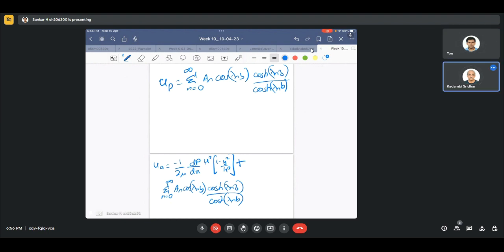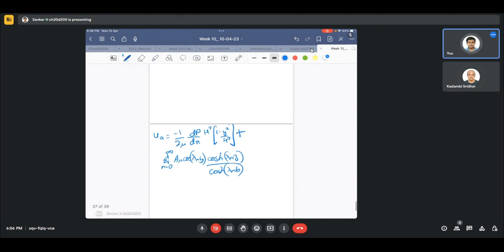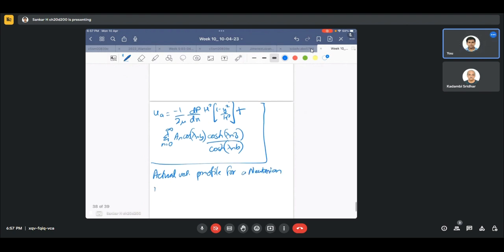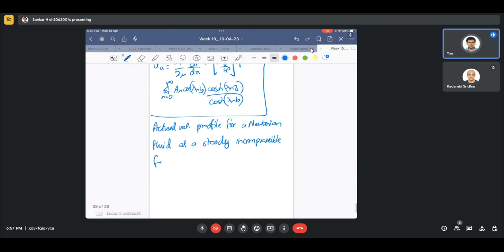This is how we get the equation of the actual velocity profile. Let me just box this up, and this is the actual velocity profile for, as given in the question, a Newtonian fluid at a steady, incompressible, I think fully developed laminar flow.